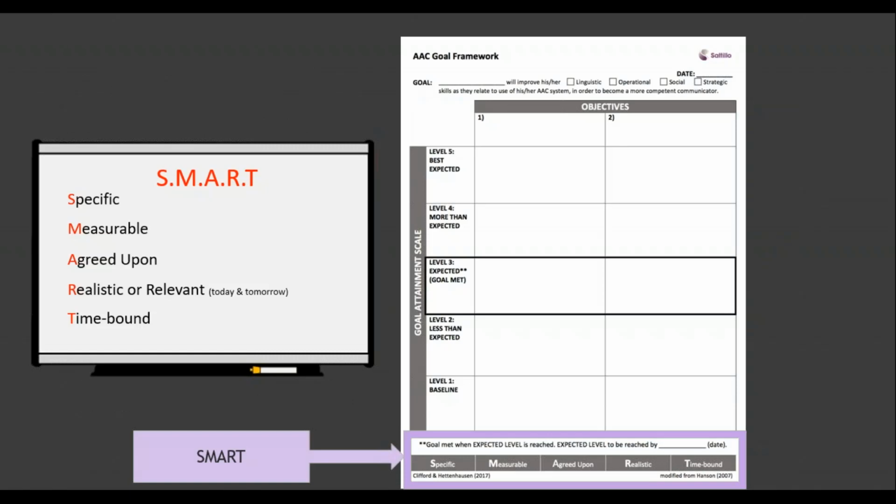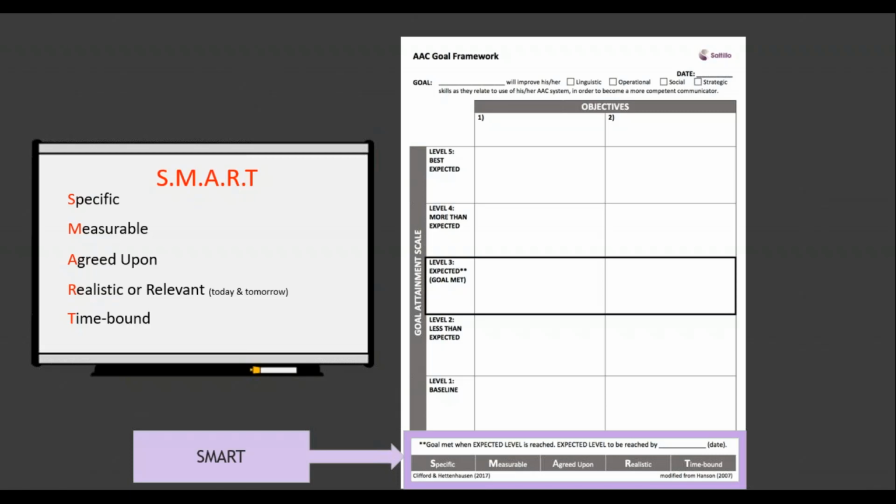The final element of the goal framework is the SMART terminology. This is purposefully positioned at the bottom of the form, as the initial focus is on getting the content of the goals down. And then the SMART framework helps us fine-tune our writing and ensures that we've included all the necessary components to be considered quality goals and objectives. Like the goal attainment scale, the SMART framework is not unique to AAC. It's been used widespread, with the individual letters often taking on different meanings depending on which field is using it.